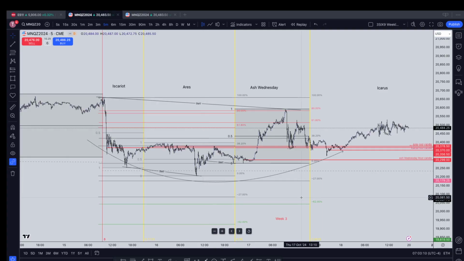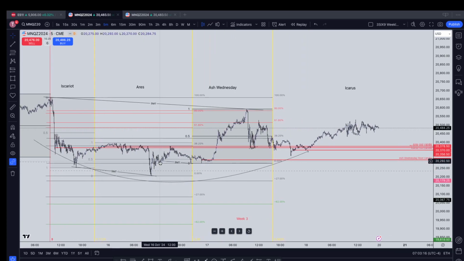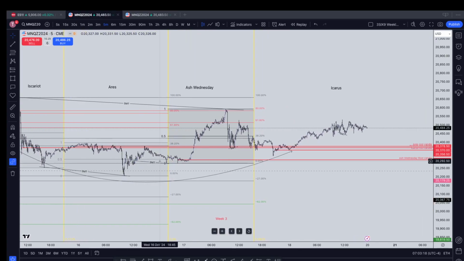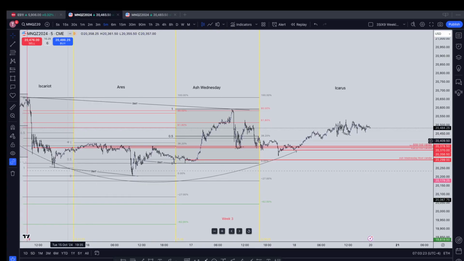Sorry about that. Okay, so week three, we don't know what happened, but we're just starting off with this carryout on Tuesday. Okay, this is a weird week, and that's why I did not trade this week.